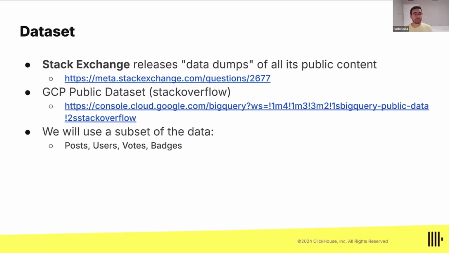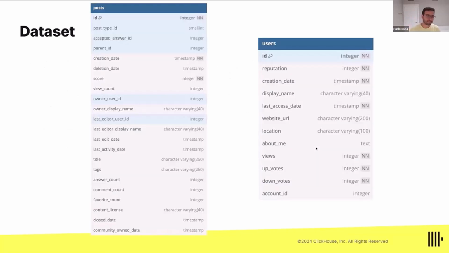Great. So let's talk about the data set we're going to see throughout the course. We're going to use the Stack Exchange data set. They release data dumps every now and often. We have this data set in GCP as a public data set. Here's the link, and I'm going to share the slides later on. We use a subset of the data. We're just going to focus on the posts, users, votes, and badges. That's mainly what I'm going to focus on.